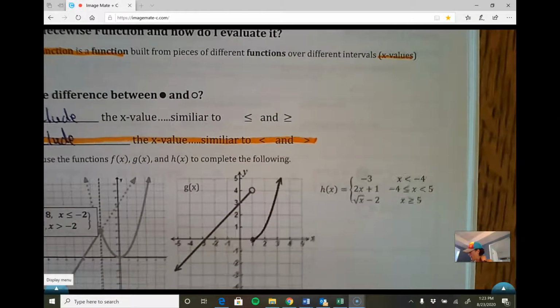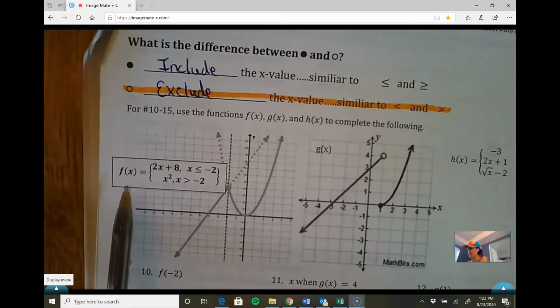All right, so we've got our three functions. We've got f of x.